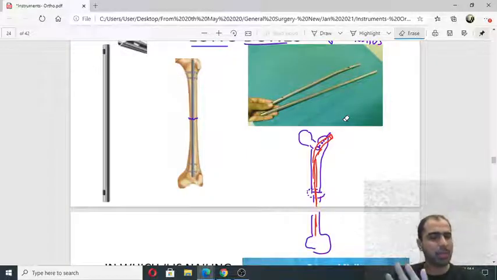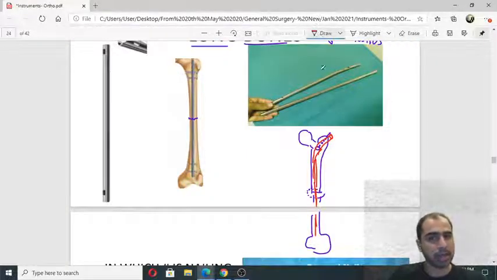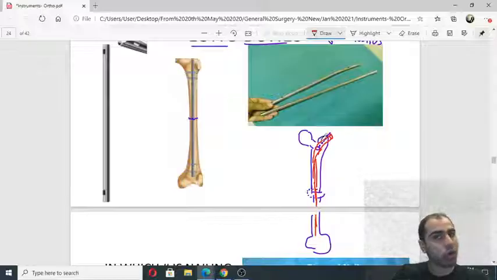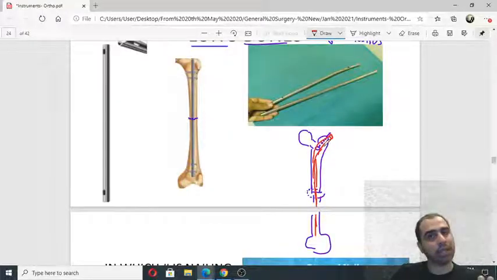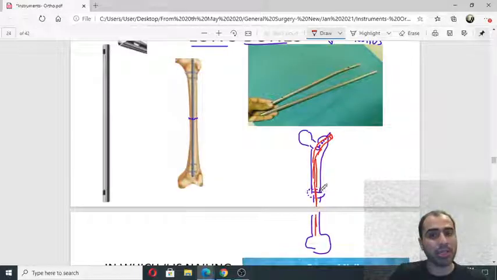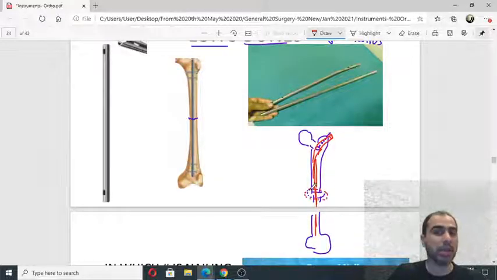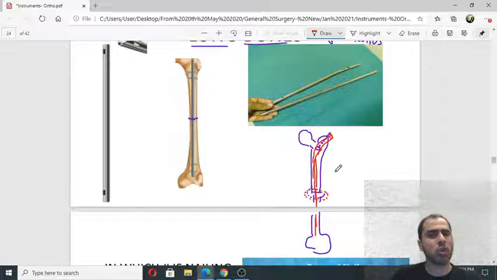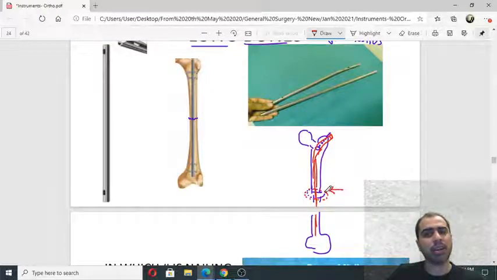Now, this is the basic premise of using a nail. Please understand, nailing does not mean open reduction. Nailing means intramedullary nailing after reduction was done. I am not disturbing the hematoma. Hematoma remains where it is. So, how will this fracture heal with the help of the nail?